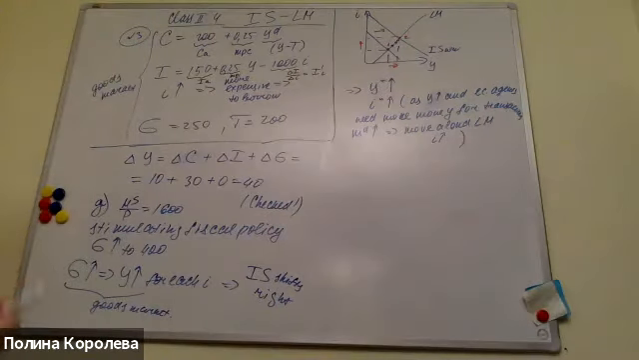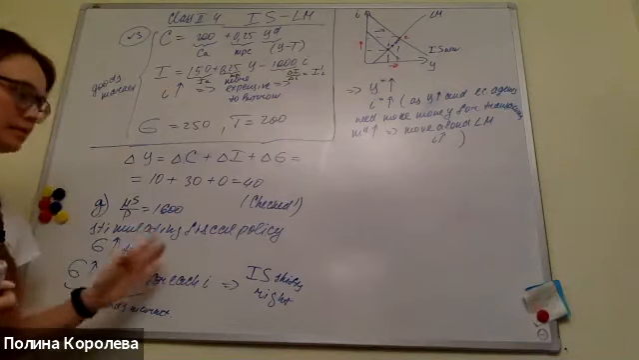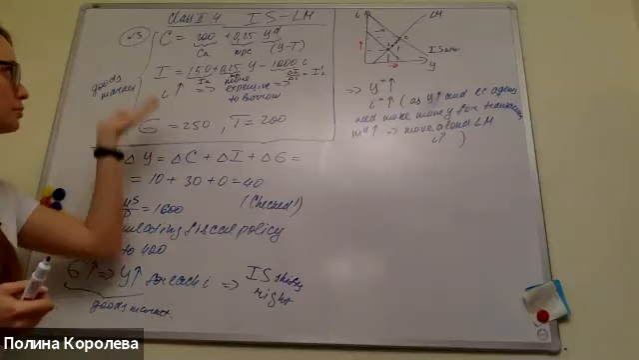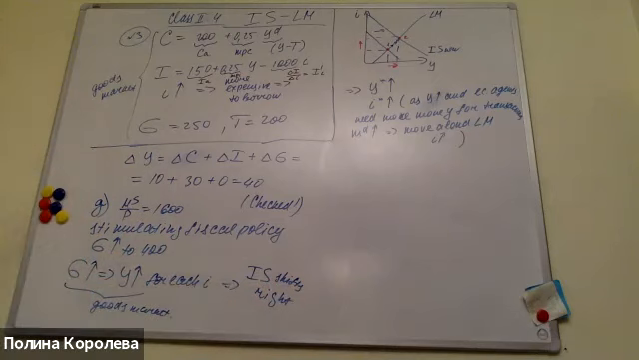So, okay, then let us see what we should count. LM stays the same as in points A and B, but IS is new. Let us write it down.